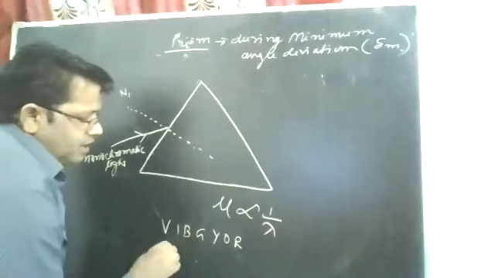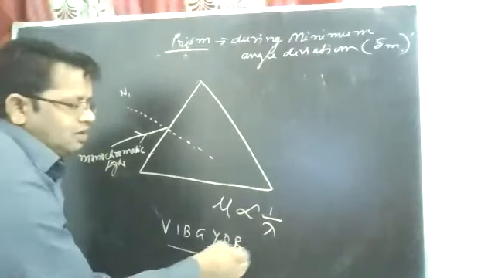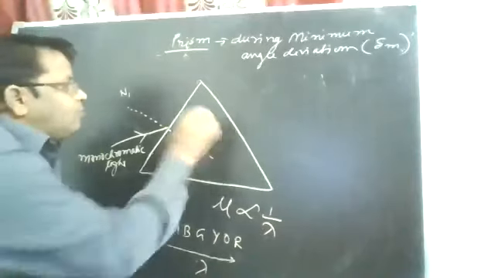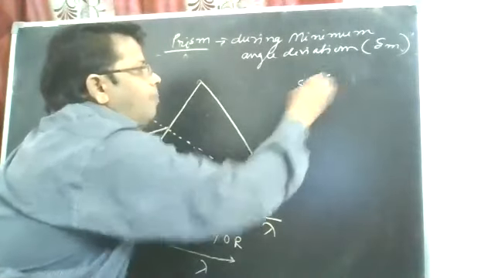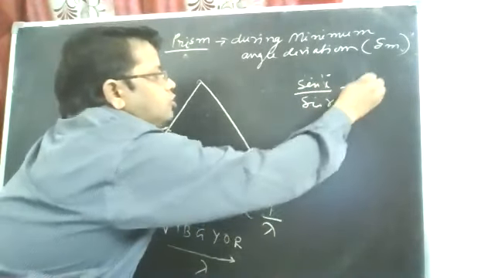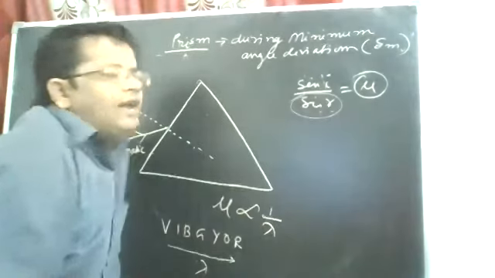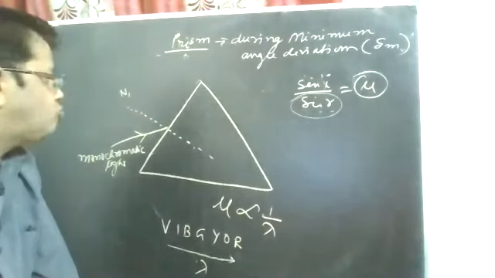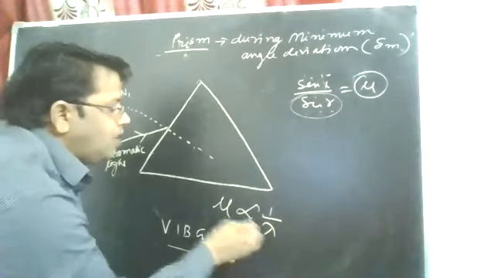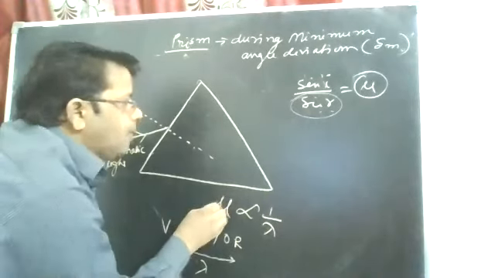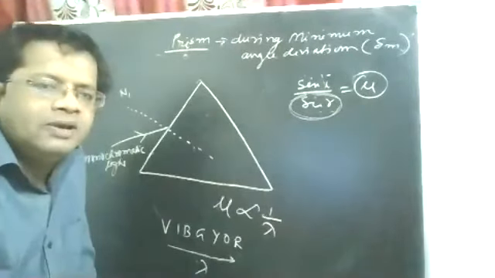ROYGBIV, VIBGYOR. But red has the maximum wavelength. So for red color, which has maximum wavelength, the refractive index offered by this prism will be minimum. You know this formula, sin i upon sin r is equal to mu. See here, beta, as we are increasing the angle, sin r increases, and at 90 degrees the value of sin will be maximum. Now you see here, the wavelength is maximum for red light, so minimum refractive index, and minimum means r will be maximum. r will be maximum for red light.